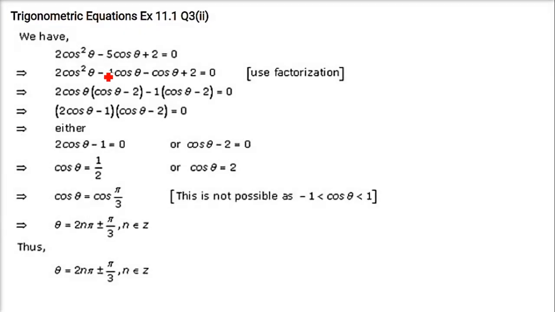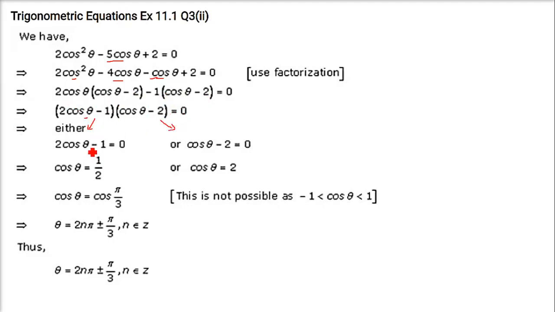2 cos square theta minus 5 cos theta plus 2 equal to 0. So what we will do? We'll write this minus 5 cos theta as minus 4 cos theta minus cos theta in order to factorize it. Now take 2 cos theta common from these two. So you get 2 cos theta minus 2. From here you take minus 1 common, you get cos theta minus 2. So what do you get? 2 cos theta minus 1 and cos theta minus 2. So either this is 0 or this one is 0.